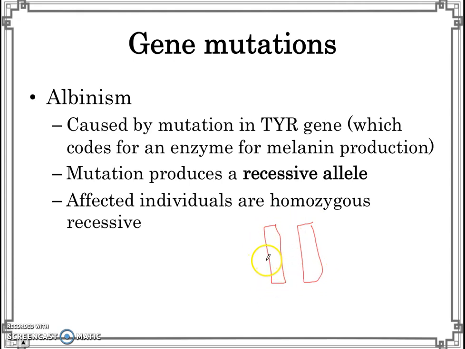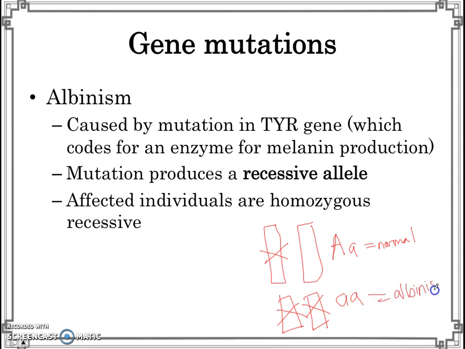Now if one of these copies is mutated, the other copy can still produce the enzyme, and so you're fine. So people who are heterozygous are still normal. They don't have albinism. However, if both copies of your TYR gene are mutated, then you have 2 copies of the recessive allele, and then you'll be affected. You'll be an albino. So that's roughly how it works.